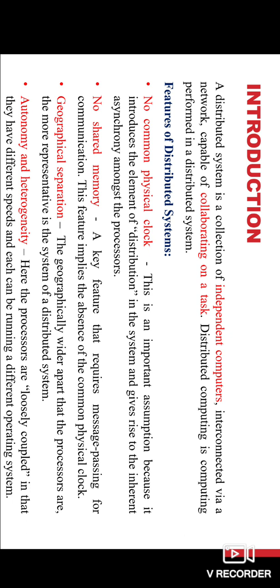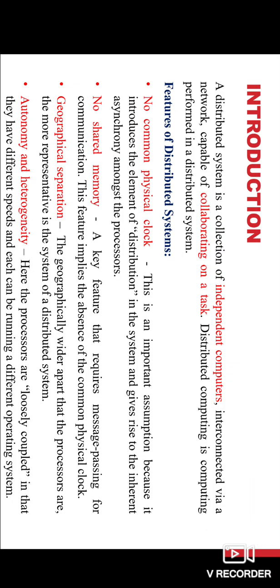We have to know what the characteristics of a distributed system are. Since the computers are scattered around the world, we cannot maintain a common physical clock, and they don't have any shared memory. All the computers are geographically separated from one another, and all are autonomous in nature, and all the computers may be in different formats. They can have a different architecture, different instruction format, etc.